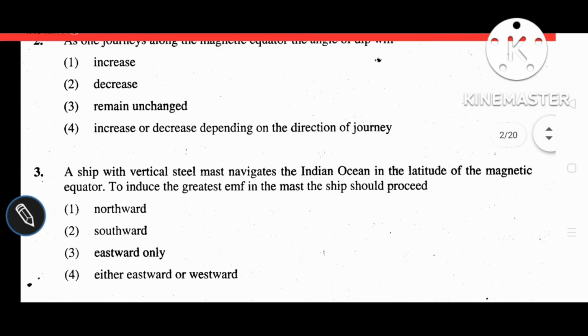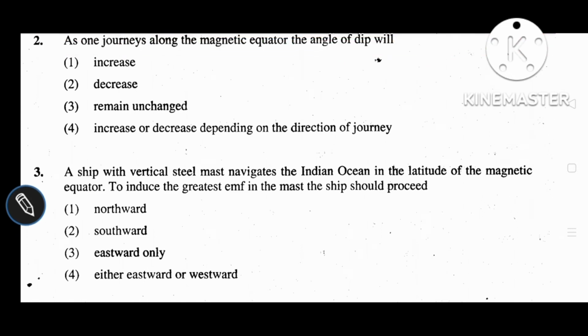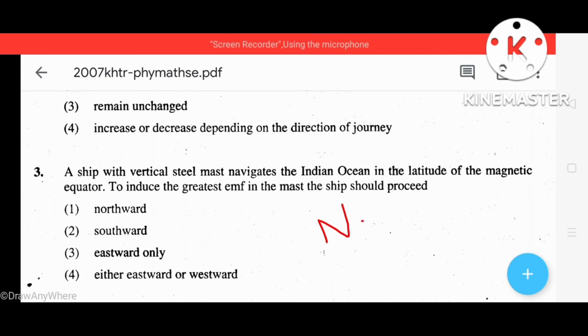We have a ship with a vertical steel mast navigating the Indian Ocean at the latitude of the magnetic equator. To induce the greatest EMF in the mast, the ship should proceed. So here the horizontal component of Earth's magnetic field B is along the north to south direction.